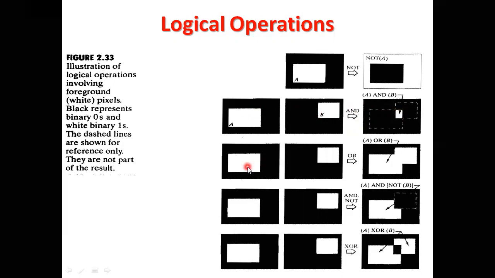Next, this will be A and this will be B. By doing the OR operation, OR means combining both. If any one of the inputs is high, then the output is high. So by combining these two, we get this as the resultant. Next, this will be A and this will be B, and NOT.